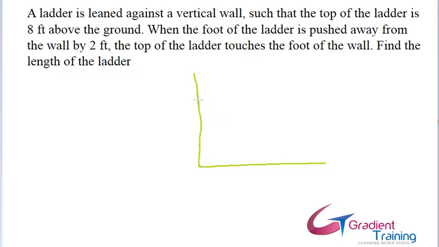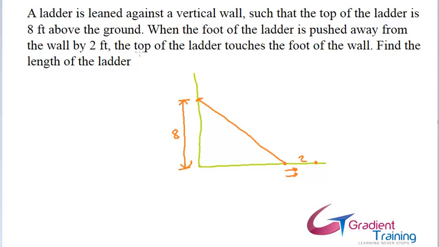So let's say this is the ladder, and the top of the ladder is 8 feet above the ground. So this is the top of the ladder which is 8 feet above the ground. It's also given that when the foot of the ladder is pushed away from the wall by 2 feet. So this is the foot of the ladder and it is pushed away by 2 feet. Let's say it reaches here. This is 2.